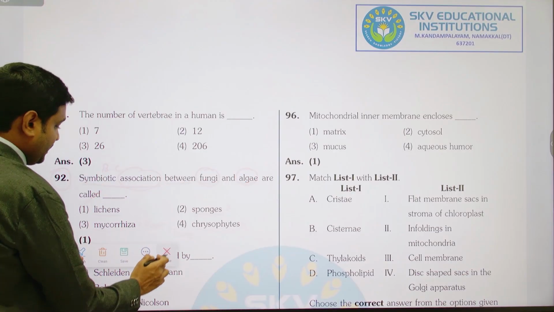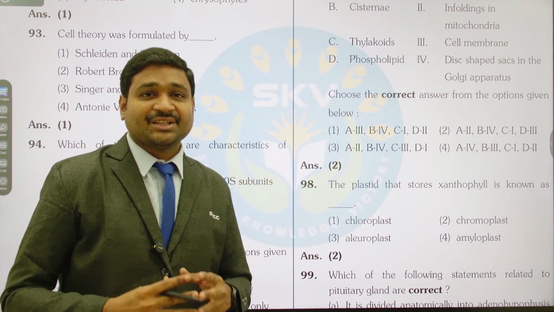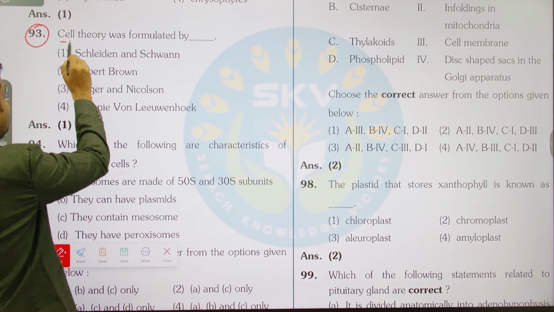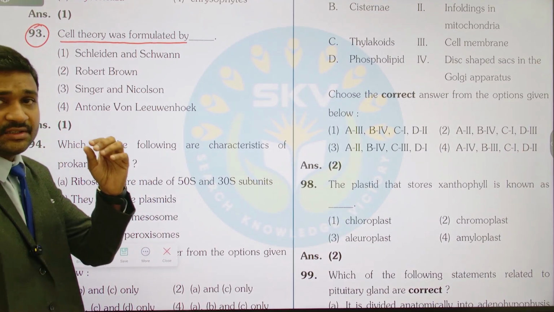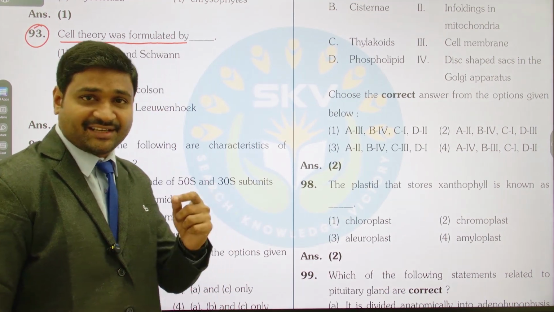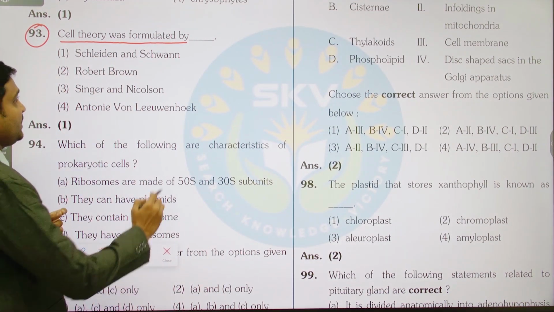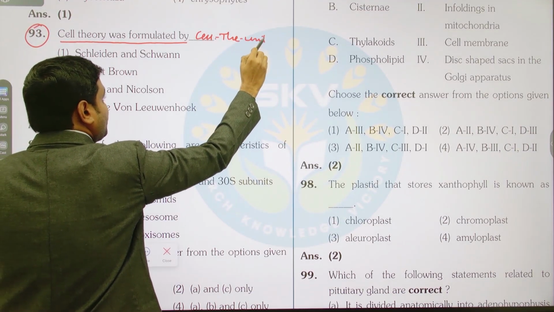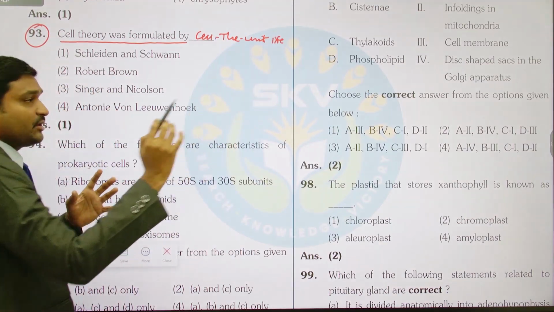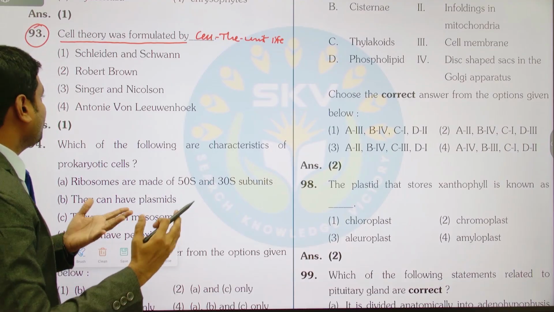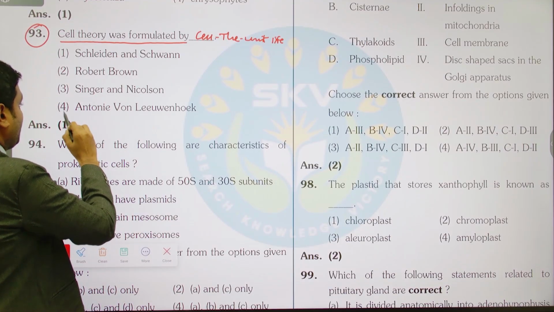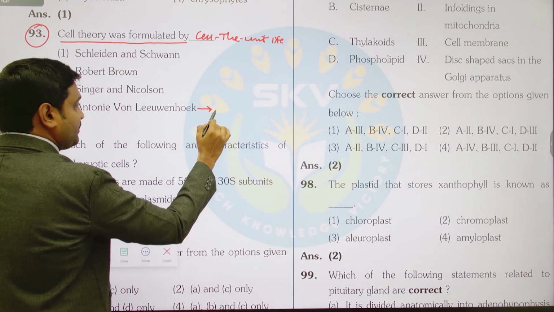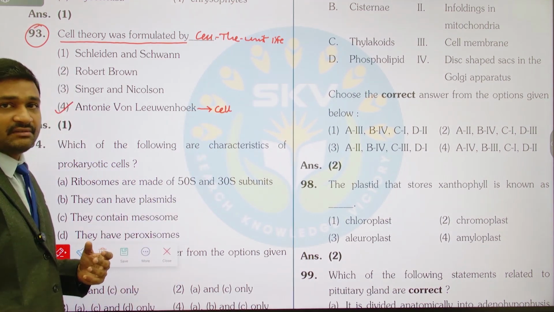If you see the next question, number 93: cell theory was formulated by. One of the easiest and most direct questions from NCERT, from the chapter Cell: The Unit of Life. There is no confusion, no twists and turns. Looking at the options, option 4 is Anton von Leeuwenhoek, who is the first ever discoverer of a cell.